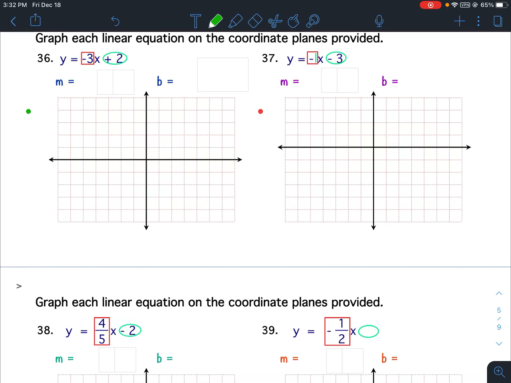Scientific Notation and Linear Equations, Lessons 4 through 7 review. Questions 36 through 39. Graph each linear equation on the coordinate planes below.